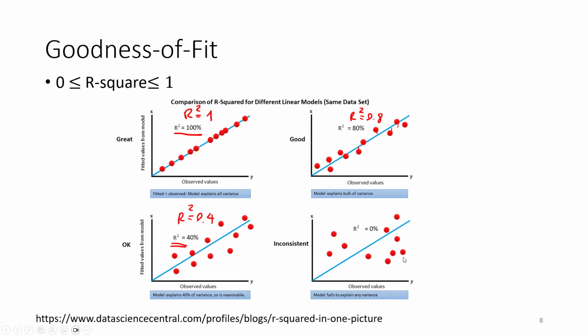And then if your data is not so good and the regression line cannot explain the relationship between the two variables, you may get R squared equals 0. So bad, no good, inconsistent. So typically R squared is between 0 and 1, 0% explained or 100% explained.